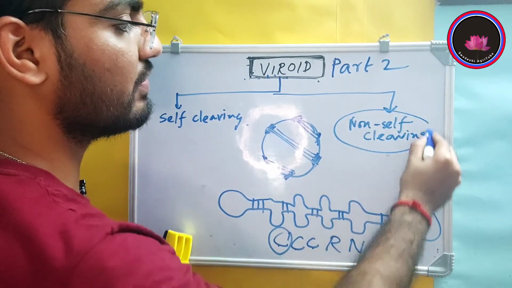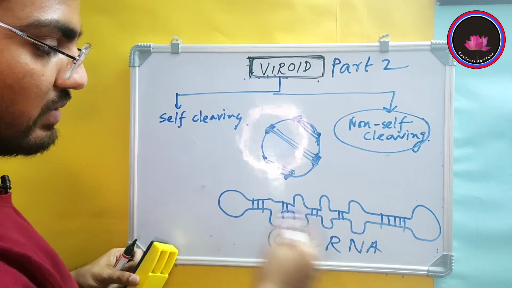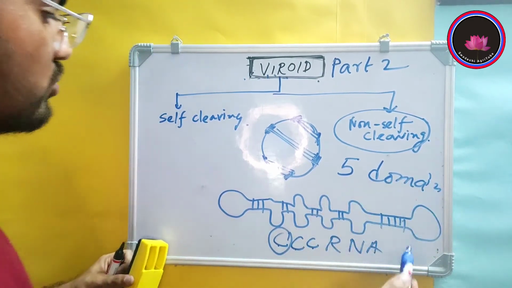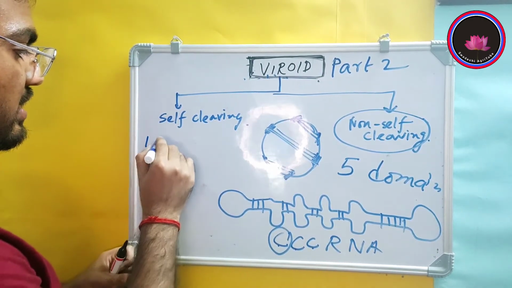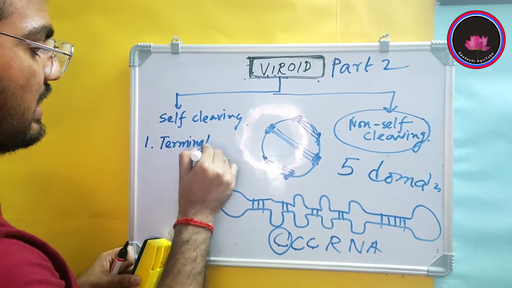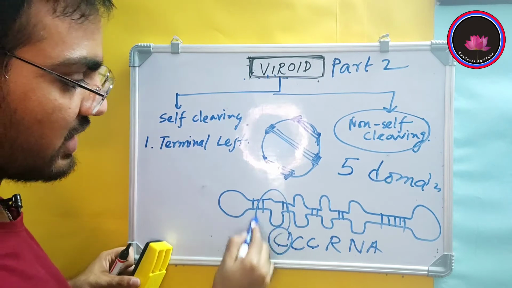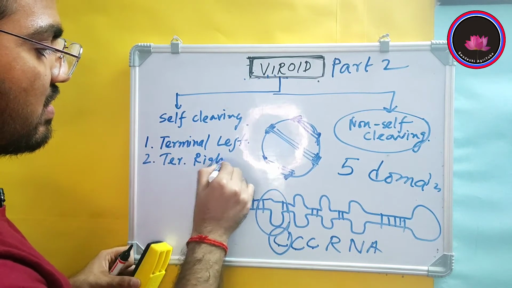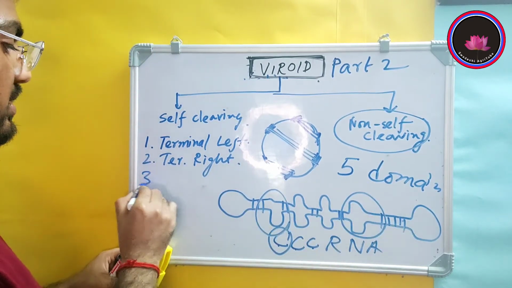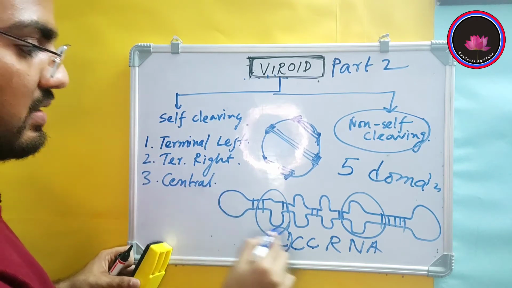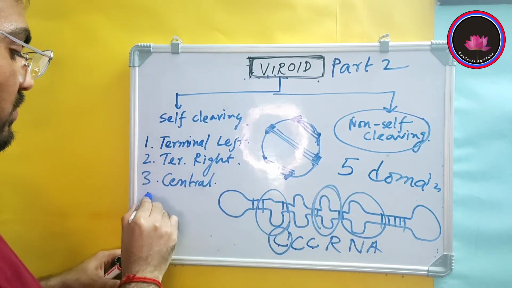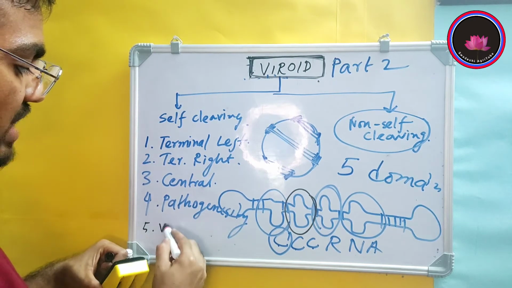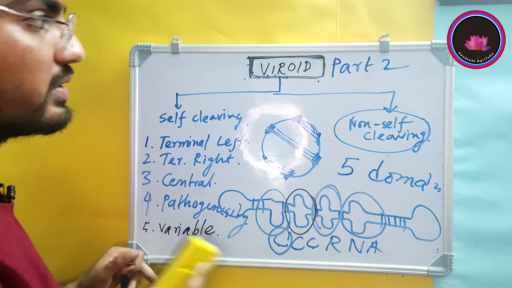And in the case of non-cleaving viroid, because of this CCC, there are five domains, and those domains are named as follows. One is the terminal left. Suppose this is the terminal left. Second is the terminal right. Suppose this is the terminal right. Third one is the central. Suppose this is the central portion. Fourth one is the pathogenicity. Fifth one is the variable. So this is the viroid structure.